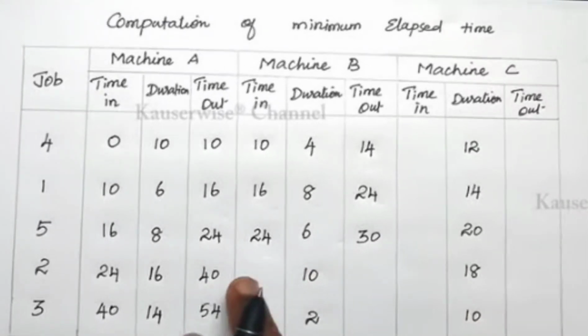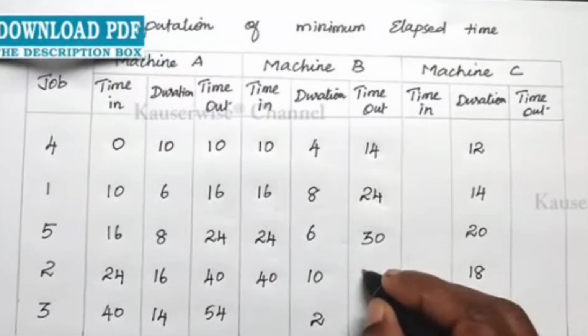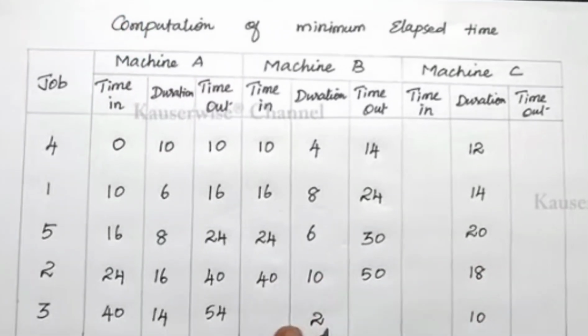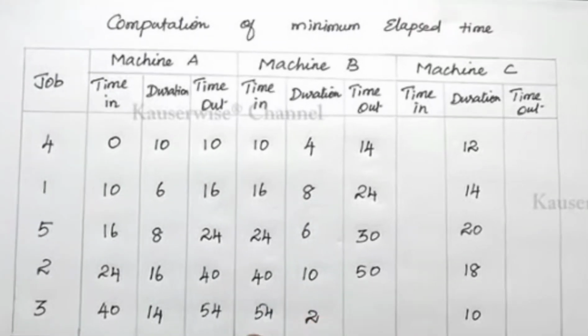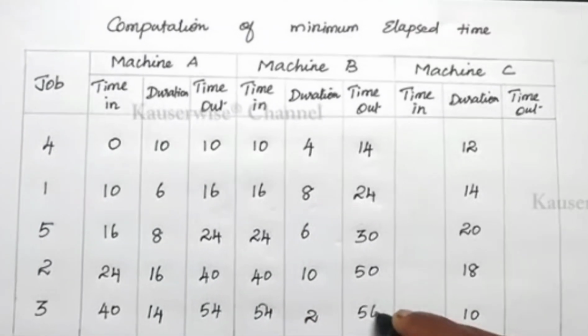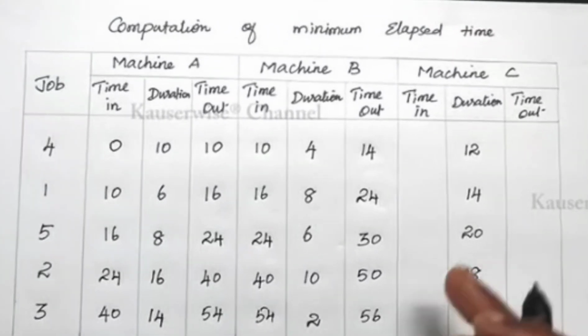40 is a higher value, no? So this will be the end time for the next job. So 40 plus 10, 50. In the same way, for the next job also higher value, that is 54 is the end time. So 54 plus 2, 56 is the out time. Okay, so this is the way to enter in time and out time for machine B.